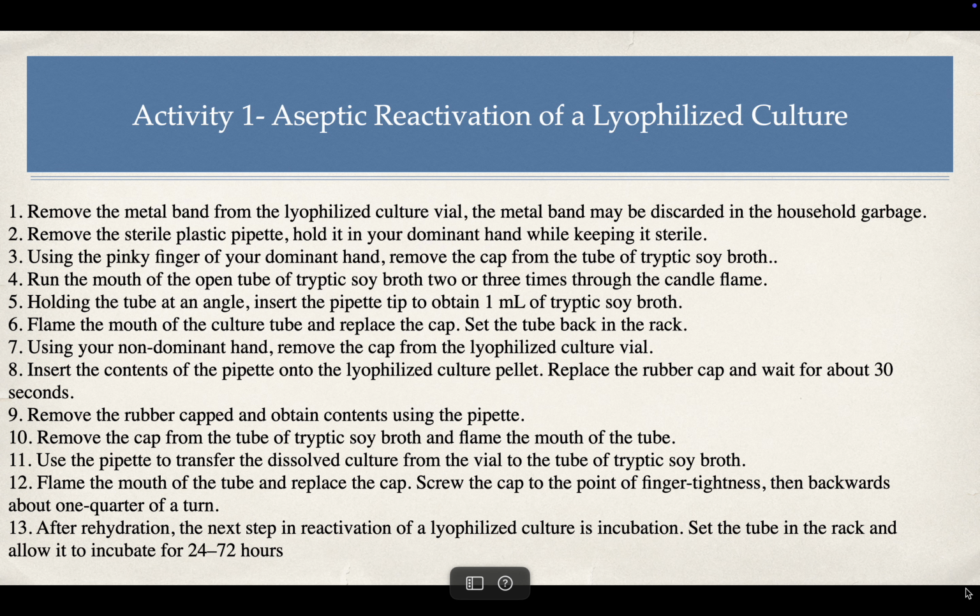Next, we'll be talking about methods. This will be talking about activity 1, aseptic reactivation of a lyophilized culture. Here are steps 1 through 13.